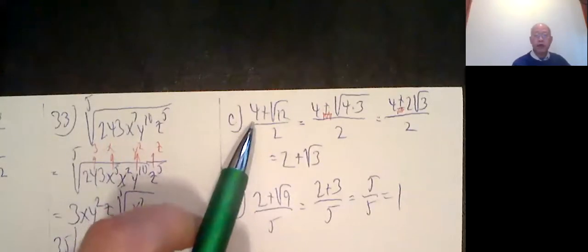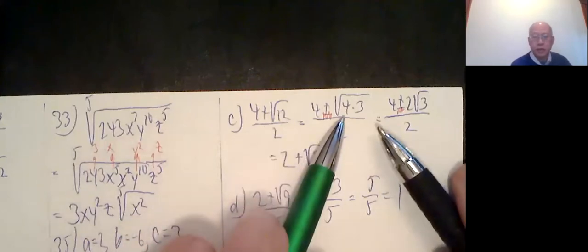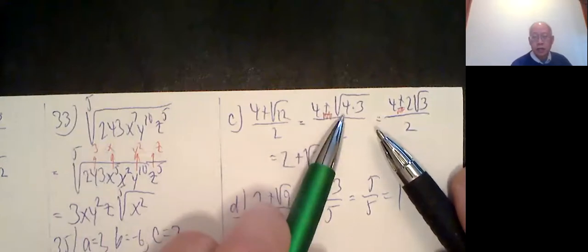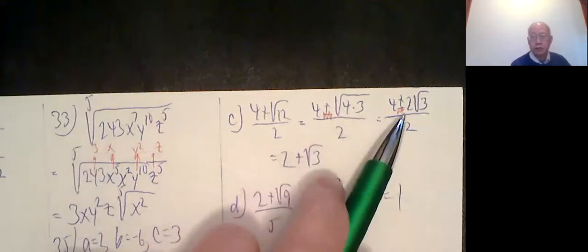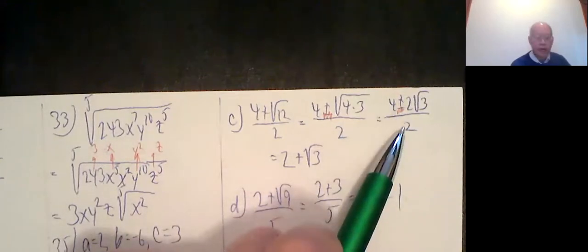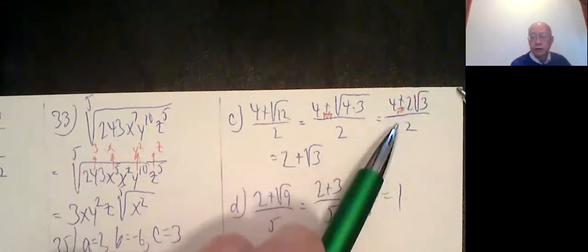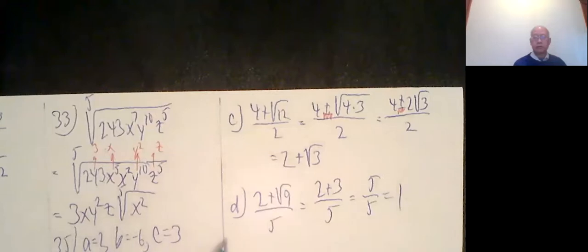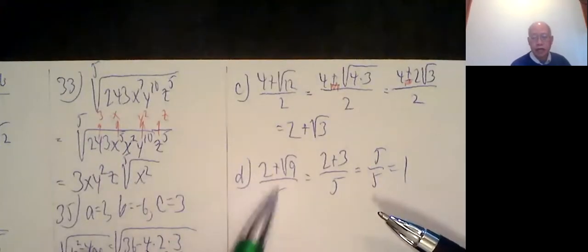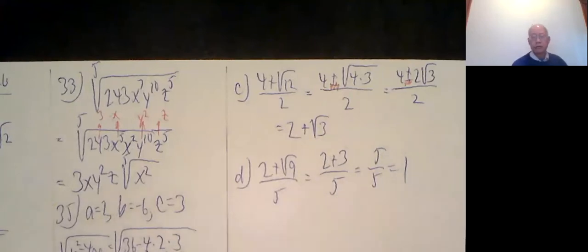Okay, C, 4 plus radical 12 over 2. So I work on the square root of 12. That's 4 times 3. Okay, I made a mistake. There's no plus or minus, just plus. 4 times 3. 4 comes outside and changes to a 2. And now since these are all even, I can divide. So I'll divide 4 divided by 2 is 2. 2 radical 3 divided by 2 is just radical 3. And finally, D, 2 plus radical 9 over 5. Well, radical 9 is 3. 2 plus 3 over 5. 5 over 5, so 1.